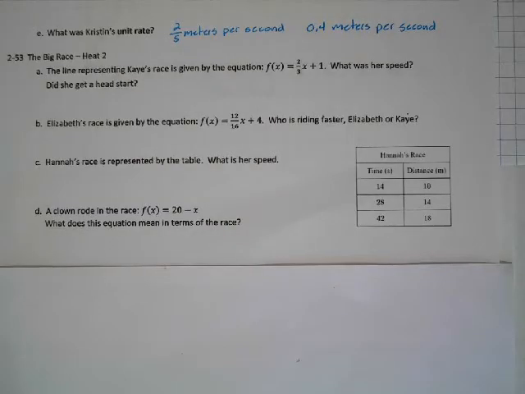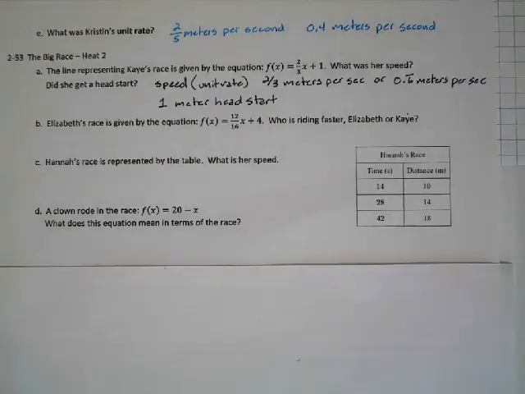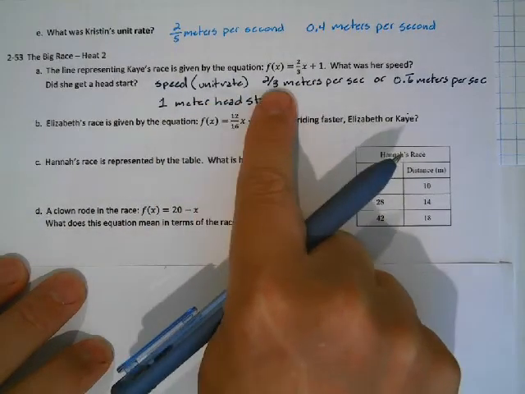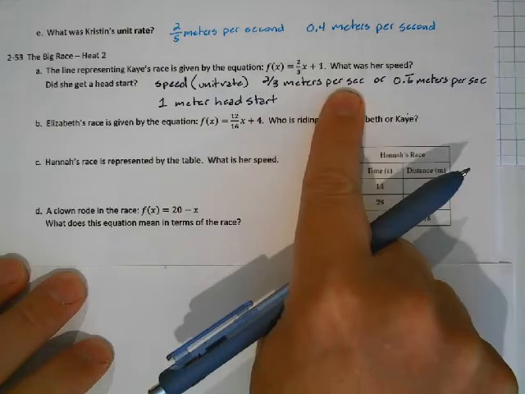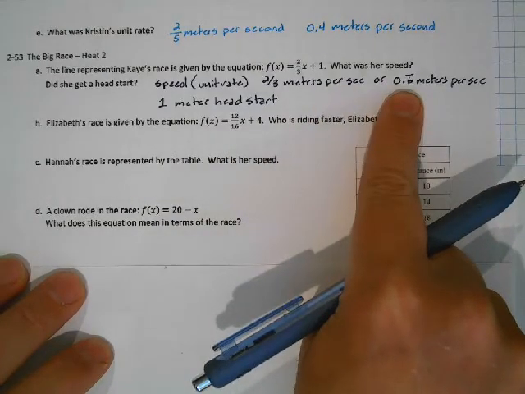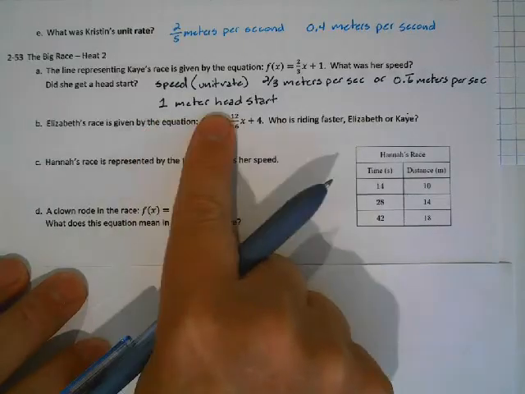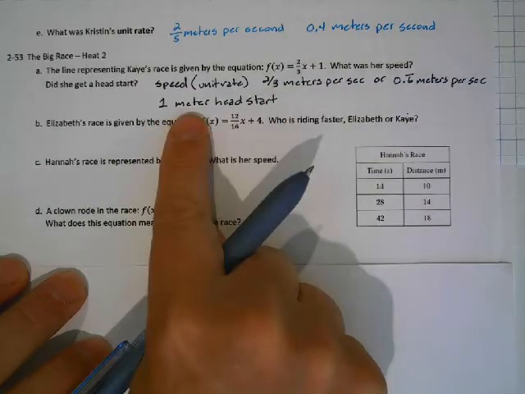All right, think about it. I'm going to pause in 5, 4, 3, 2, 1. So here's my answer. I said that her speed, or her unit rate, is 2/3 meters per second, or 0.6 repeating meters per second. And did she get a head start? Yes. Right here we see that she got a 1 meter head start.